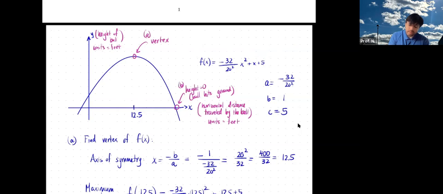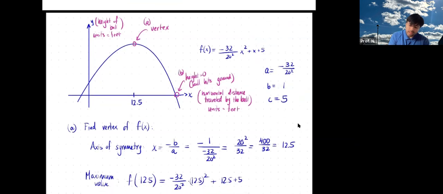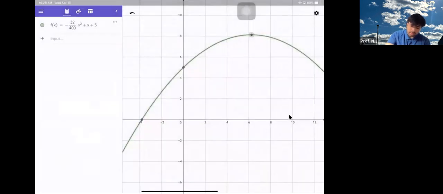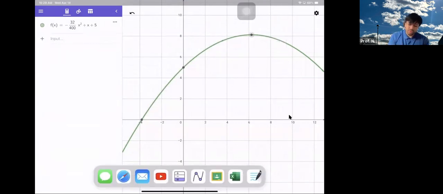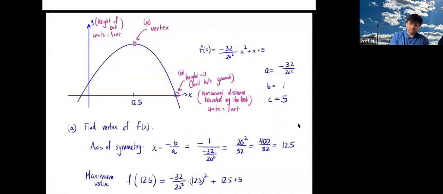Negative B over A, right? That's the axis of symmetry. And the A is 20 squared. And then I get my axis of symmetry to be 6.25. Oh, guys. You gave me the wrong formula. Well, I should have noticed that myself, but the axis of symmetry is not negative B over A. It's negative B over 2A. It's negative B over 2A, guys. Please be careful with this.